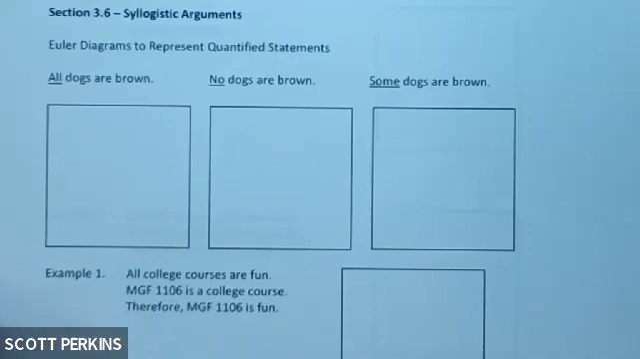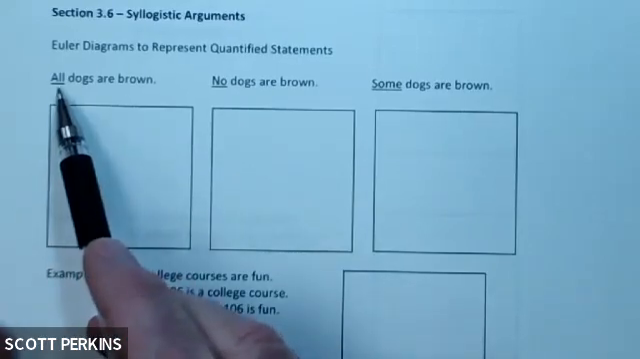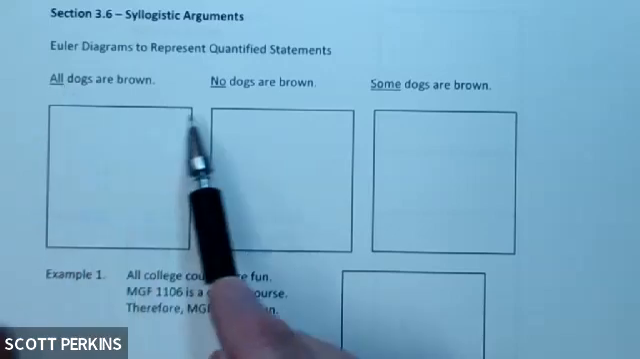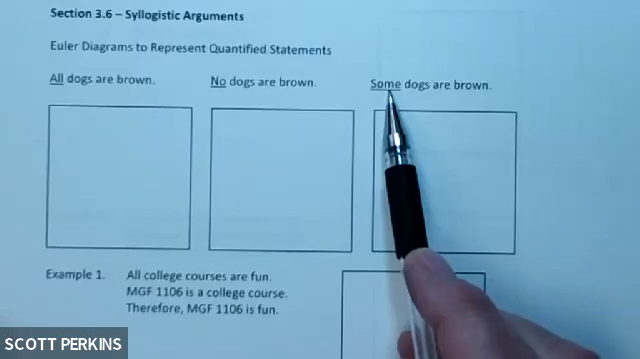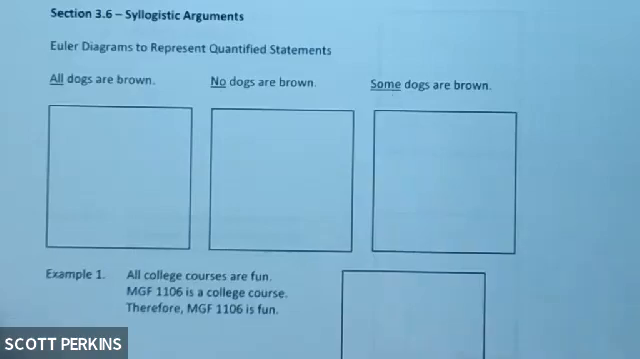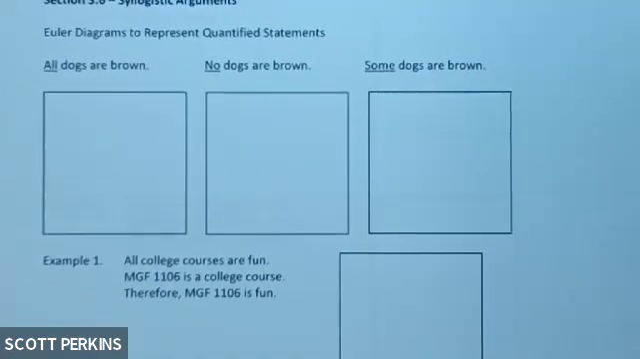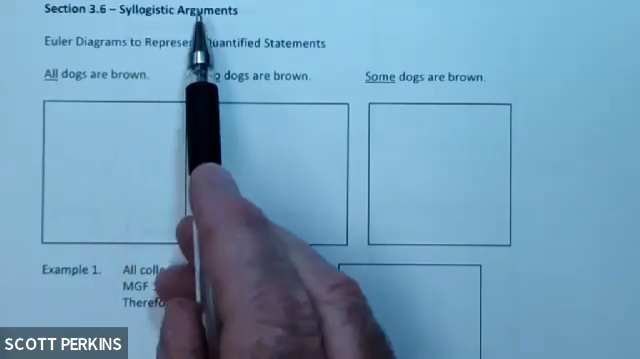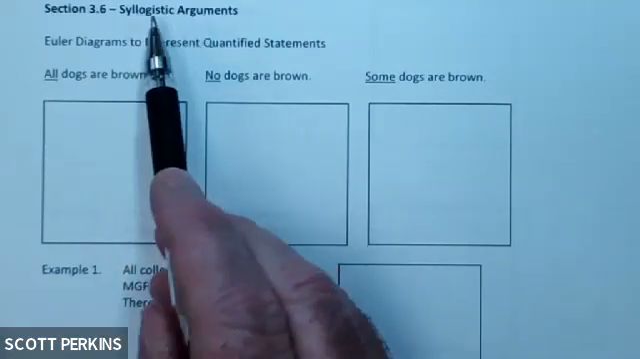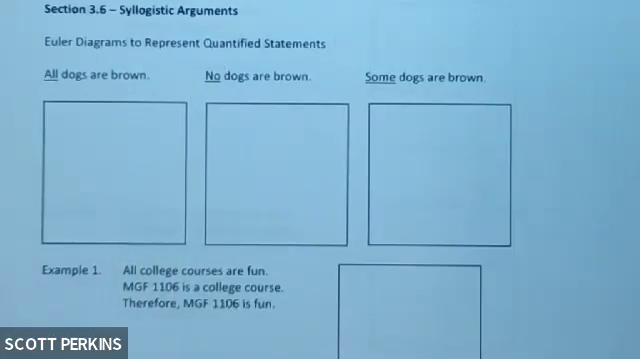Now, quantified statements, in case it's been a long time for you, are these statements right here. They start with one of three words: all, no or none, or some. Those are quantified statements. So we are now going to talk about arguments that involve quantified statements. An argument that involves quantified statements is called a syllogistic argument. Another word that's a mouthful.